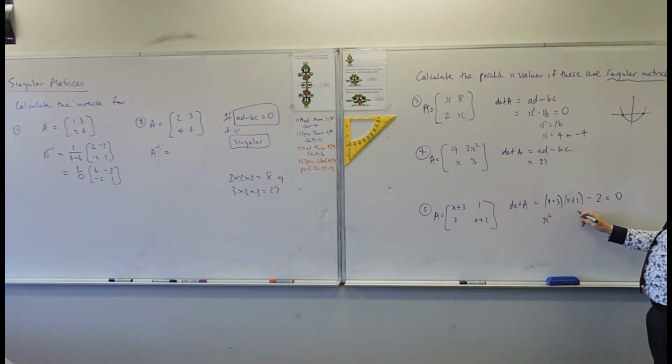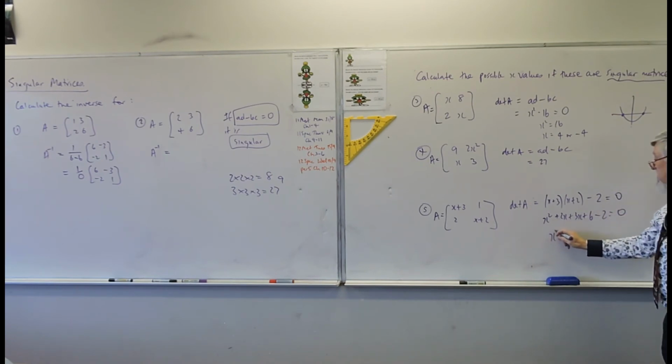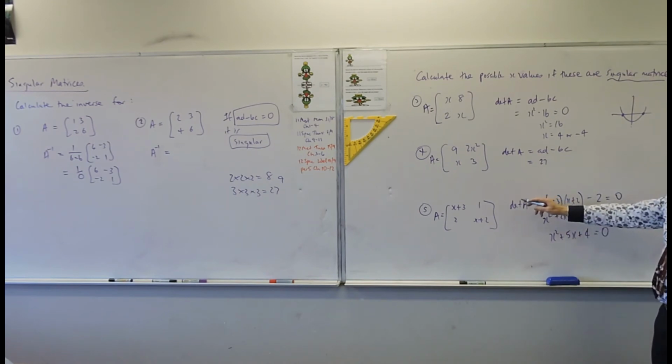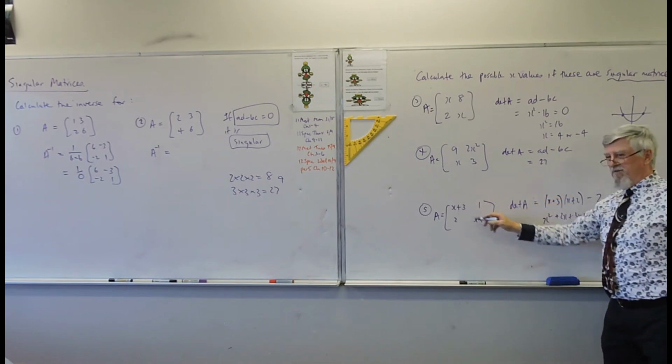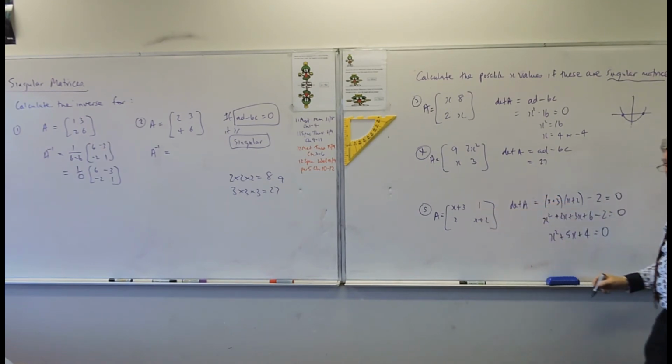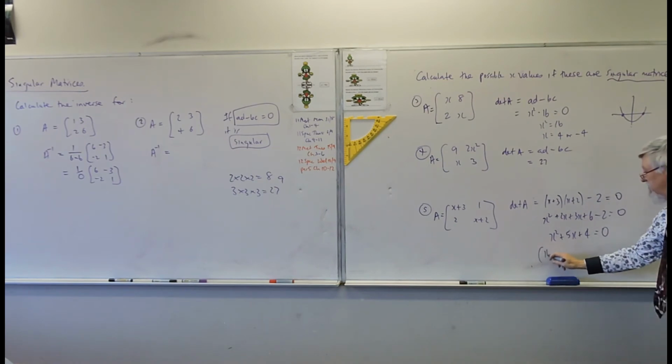Expand that for me. x squared, 2x, 3x, and 6, minus 2 equals 0. And I've got x squared plus 5x plus 4. You know what? I flipped it first go. Instead of thinking about it, I just wrote up some numbers that look logical, and I got it first go, because that's going to be x plus 1.